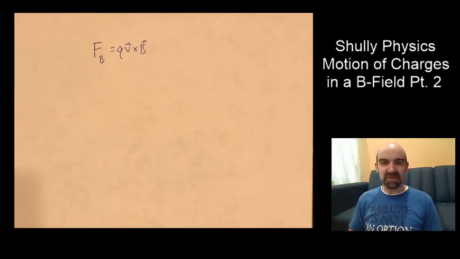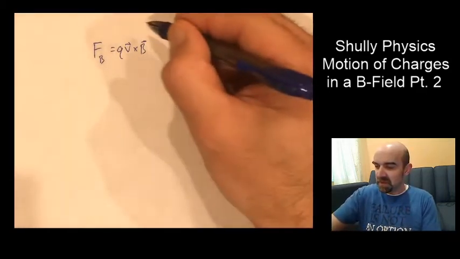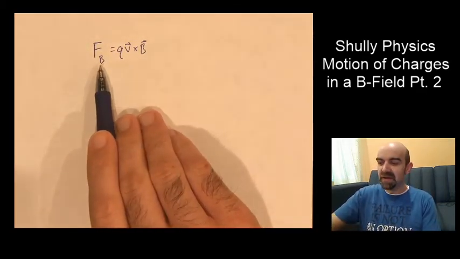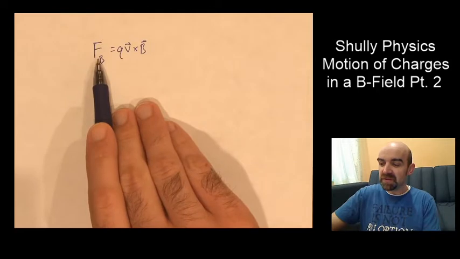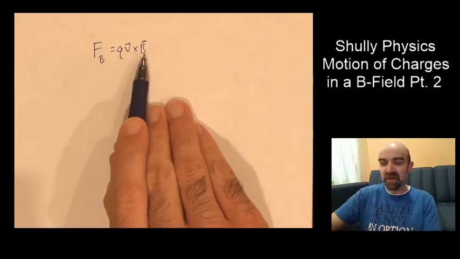We're going to look at a device called a velocity selector and a mass selector, or we call it a mass spectrometer if it's used as an instrument. But from our last lesson, we learned how a charge is forced when it's moving within a magnetic field.